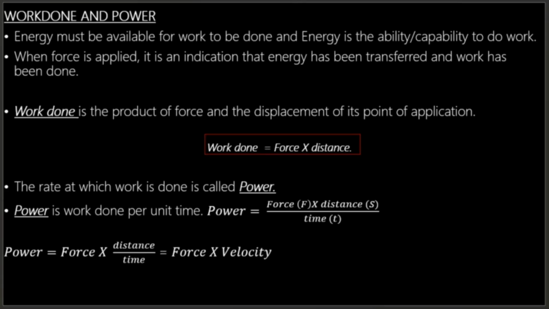And if power is work done over time, and work done is force times distance, as you can see, distance over time is velocity. So you can easily say that your power is equal to the applied force multiplied by what? Velocity.